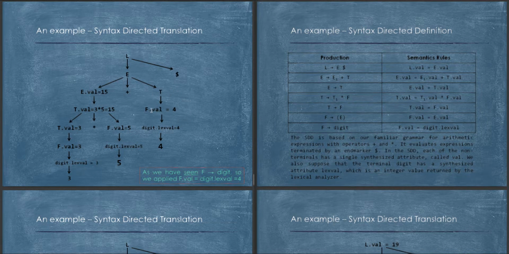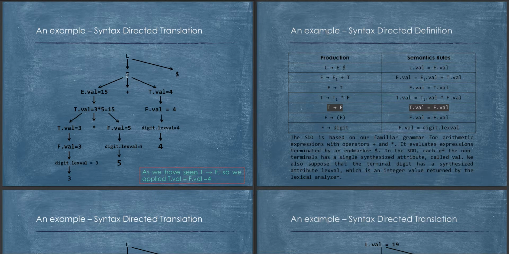We can now see T to F, and I am on the right side of it. So now we can calculate T to F and its semantic rule. If I get T to F, then I calculate T dot val equals F dot val. So you see, T dot val is equal to F dot val is equal to 4. Now, for E to E plus T, we can calculate the semantic rule for this production when we have seen the whole of it, E to E plus T, when I am here.